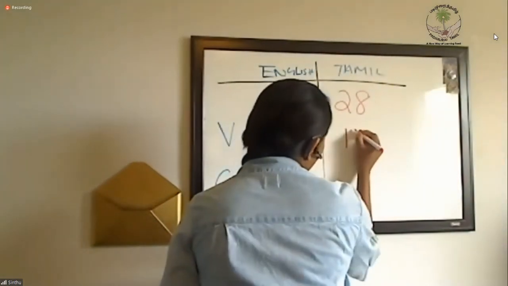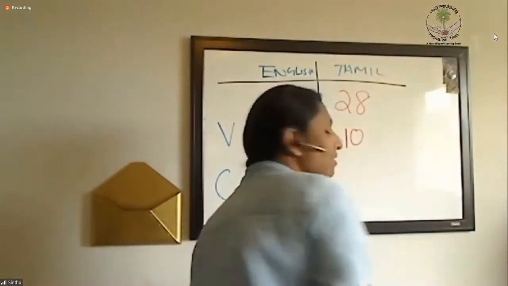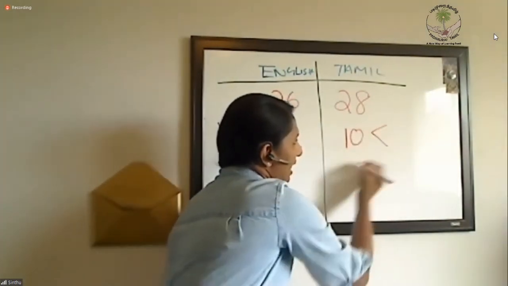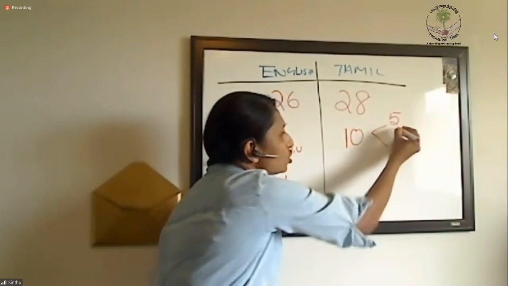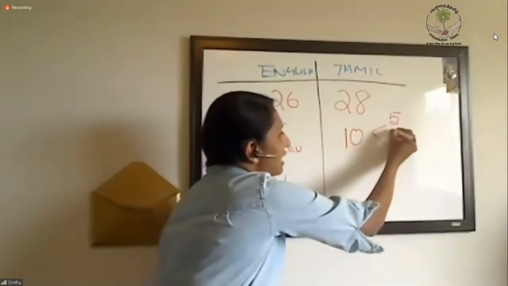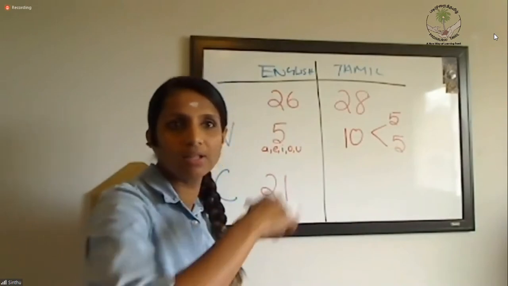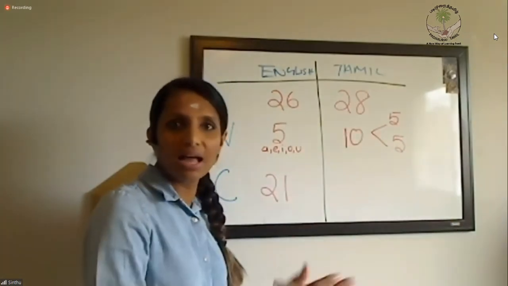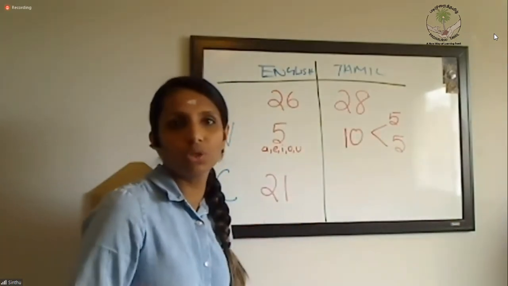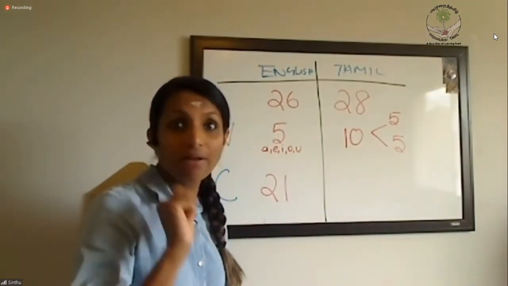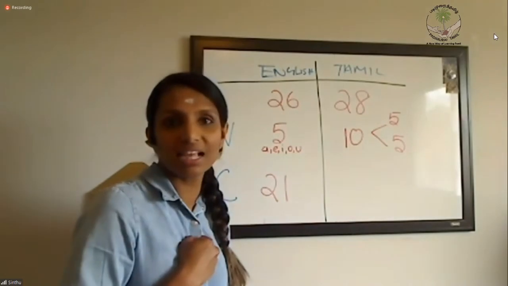there are 10 vowels in total, but of this 10, you only really have to learn 5. Okay, because 5 short vowels are what become the long vowels. So once you learn the 5 short vowels, the long vowels are pretty much the extension of the short vowels. So, this is the first short vowel, and this is the second short vowel.